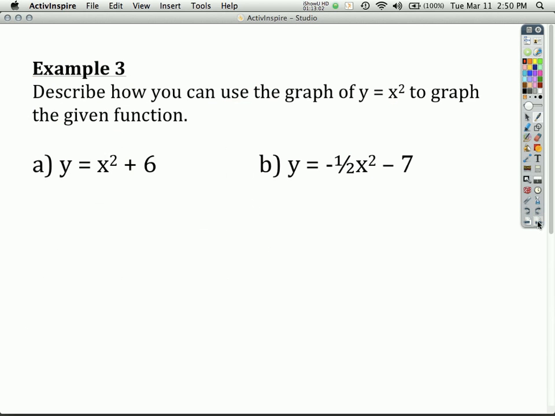Example 3 is about using those pieces of information in your mind. So, example 3, different instructions. Describe how you could use the graph of y equals x squared to graph these.